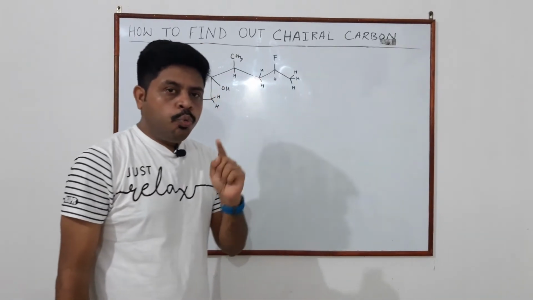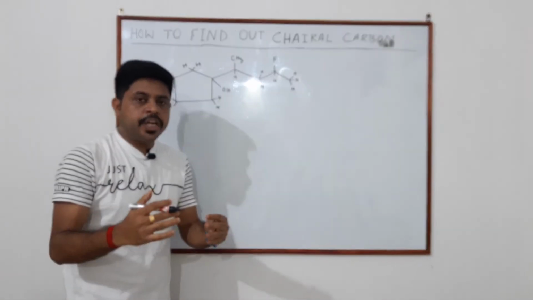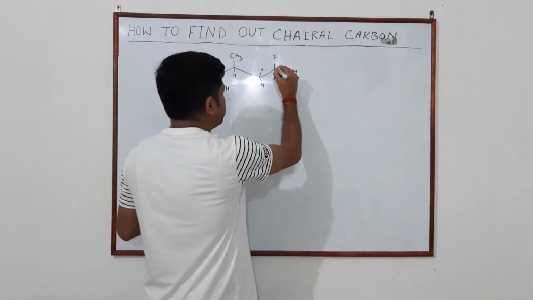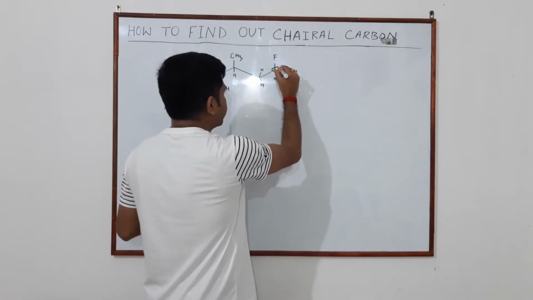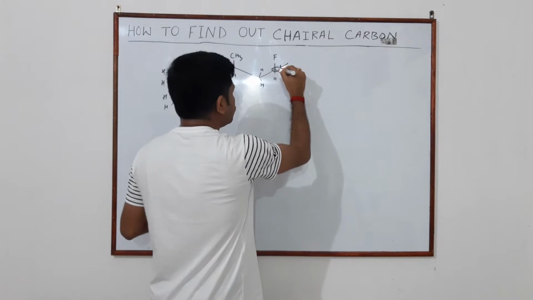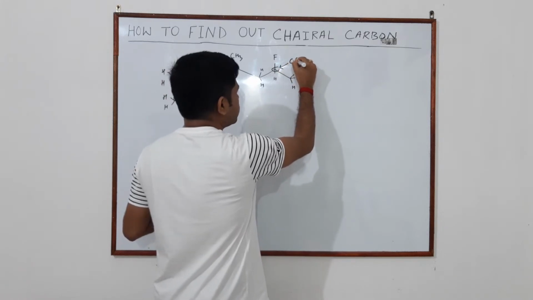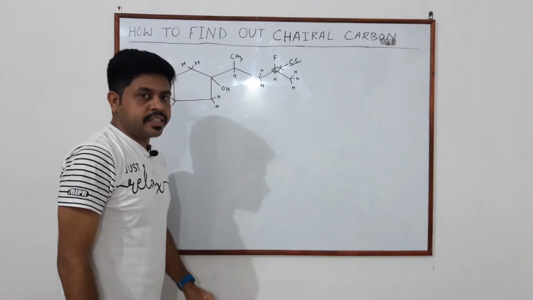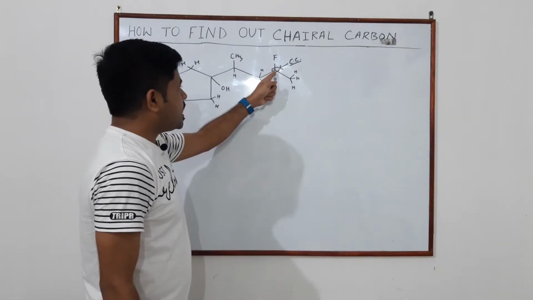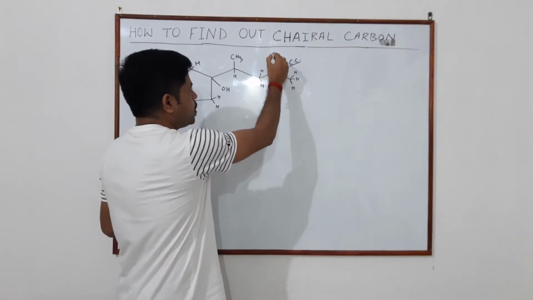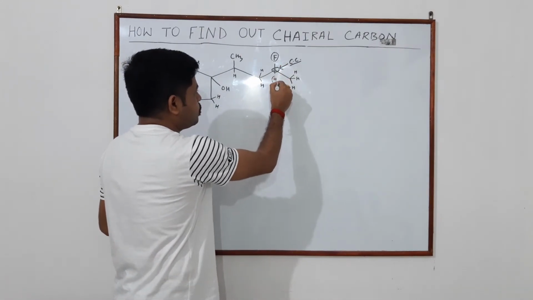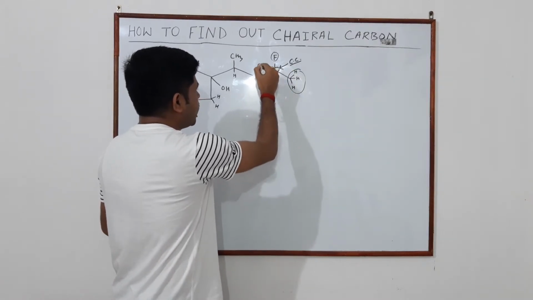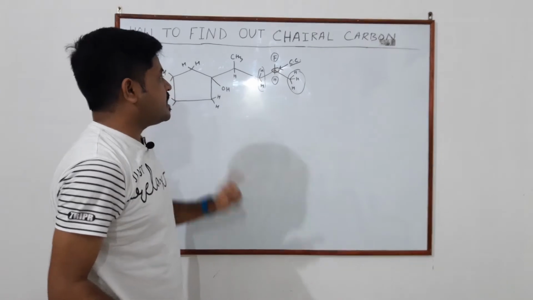So first we will assign the carbon having four different groups. If I am talking about this one, I am making a circle around this one. So this one is a chiral center, CC. CC stands for chiral center. This carbon is attached with four different groups: one is fluorine, the second is hydrogen, the third is this methyl fragment, and the fourth is CH2. So this carbon is a chiral center.